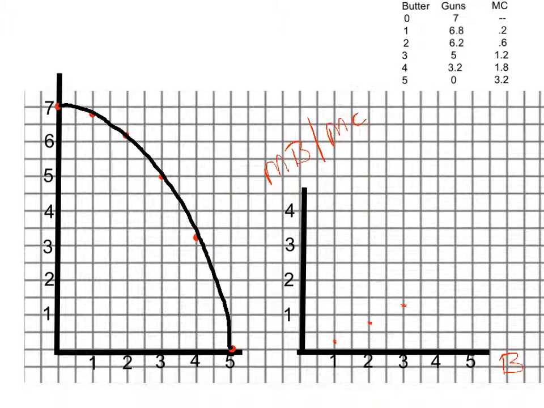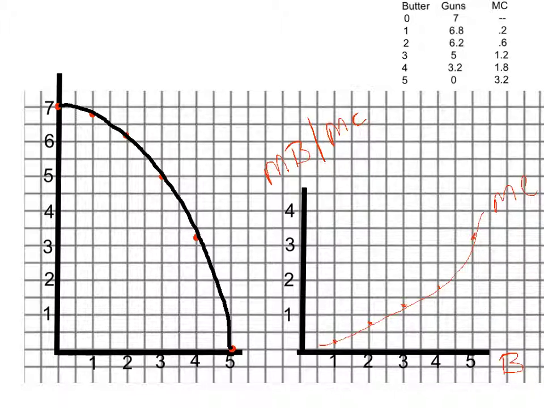So let's graph both of those. The fourth one was 1.8. And finally the fifth one was 3.2. So that means about right here. So then we connect those dots. And that is the marginal cost curve for butter. That's the marginal cost curve.